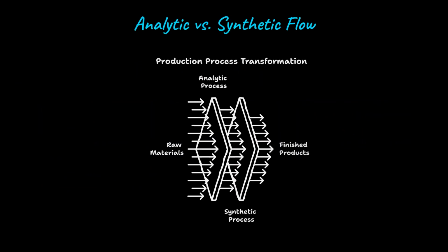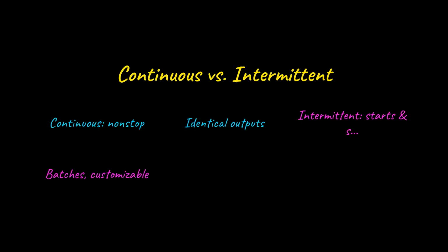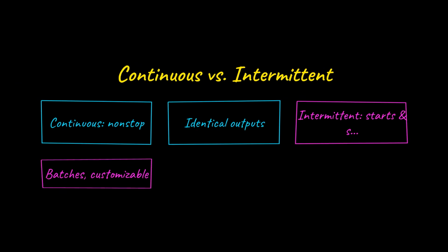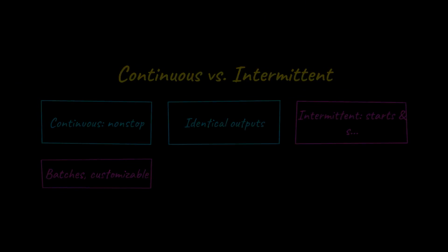Picture the analytic system as a fan spreading outward, one raw material separating into many distinct products. The synthetic system is the mirror image, a funnel drawing many separate components together into a single unified product. The timing classification asks whether the line ever stops. Continuous processes run around the clock producing identical goods. Chemical plants and power stations work this way. Intermittent processes start and stop, producing goods in batches with customization possible between runs, like a custom furniture shop.